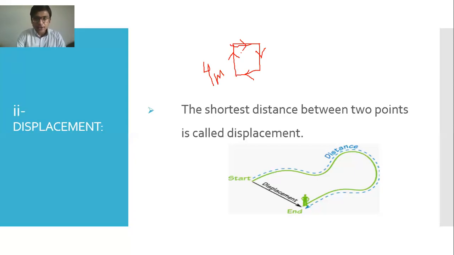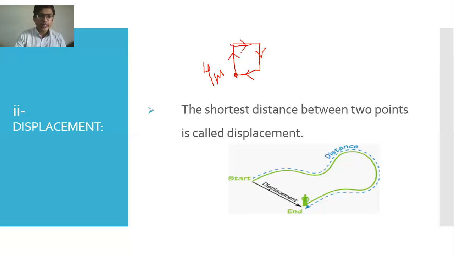Displacement is zero. Why is displacement zero? Because the start point and the end point are the same. Even though I have covered some distance, where I started, I also ended up at the same point. So it means my displacement is zero. At times it happens that you have covered some distance, but the displacement could be zero. So this is the example I have shown you in this figure. Hopefully you have understood it now.